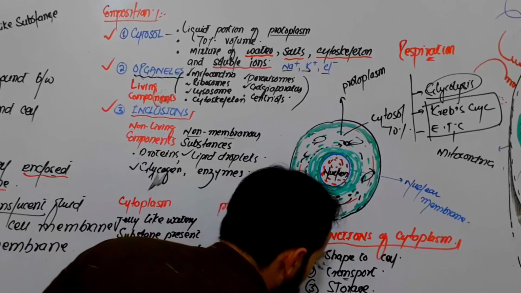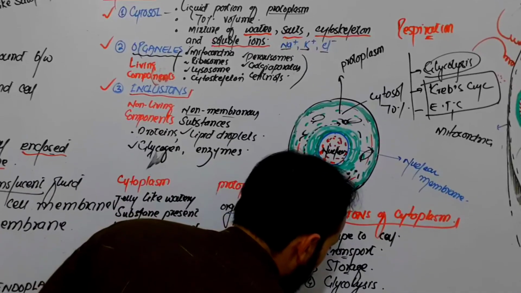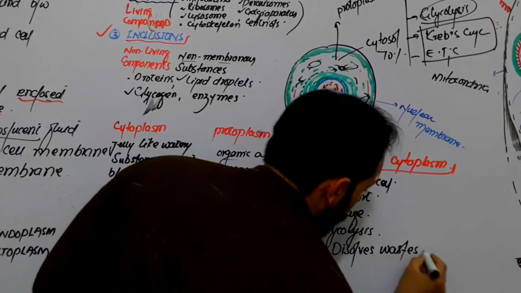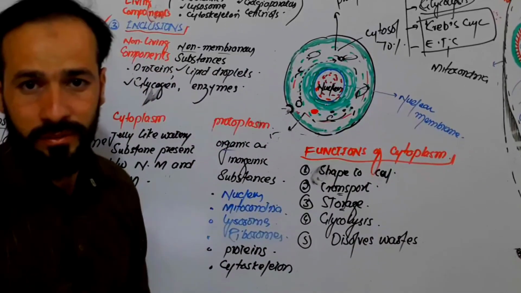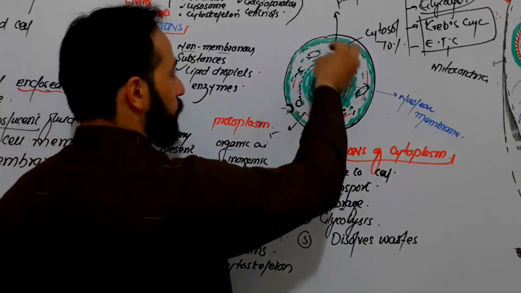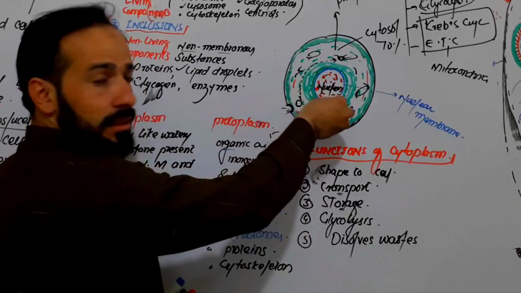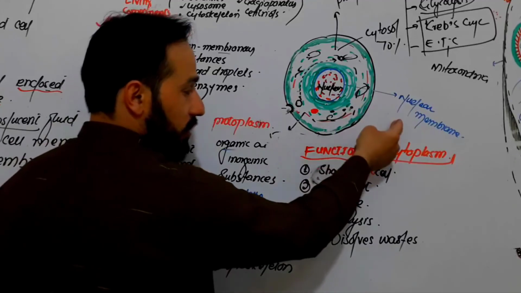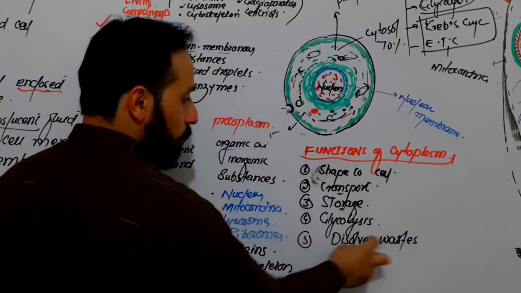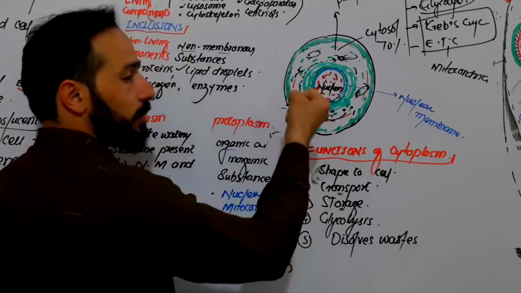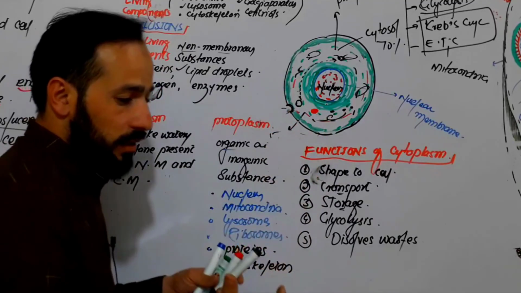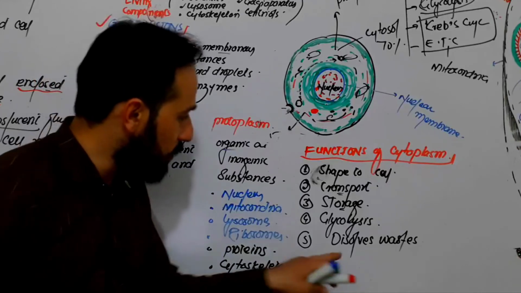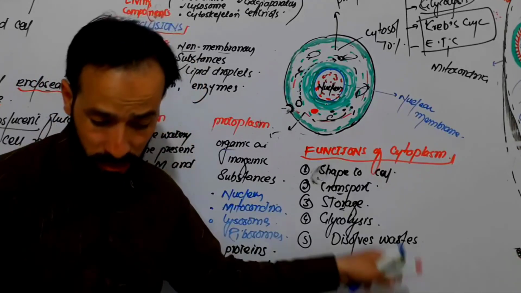Number 5, it dissolves wastes. Cytoplasm dissolves waste substances. So all those waste substances which are produced by the cell, which have to be given to the tissues, to the extracellular fluids, are dissolved in the cytoplasm. All those substances are collected in small vesicles within the cytoplasm. So it dissolves waste substances also.